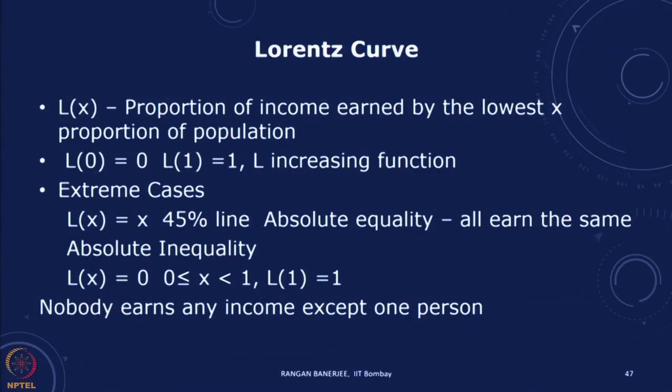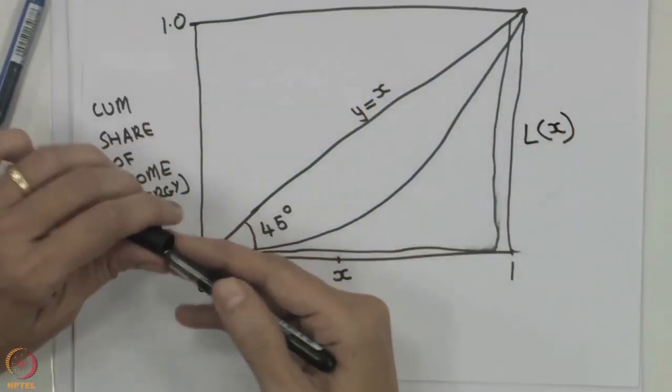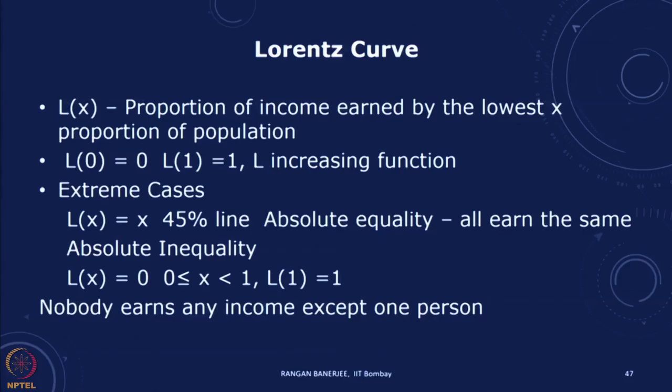And the Lorentz curve, Lx, is the proportion of the income earned by the lowest x proportion of the population. So, obviously, by definition, L0 will be 0, 0 percentage of the population will have 0 percentage of the income. And L1 means 100% of the population will have 100% of the income. And since by definition this is a cumulative amount, this will be an increasing function. The extreme case is where Lx is equal to x, this is complete absolute equality, all earn the same.